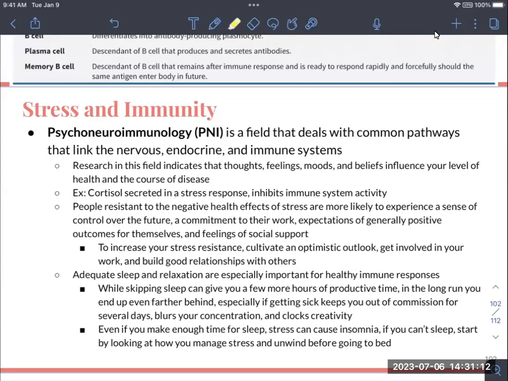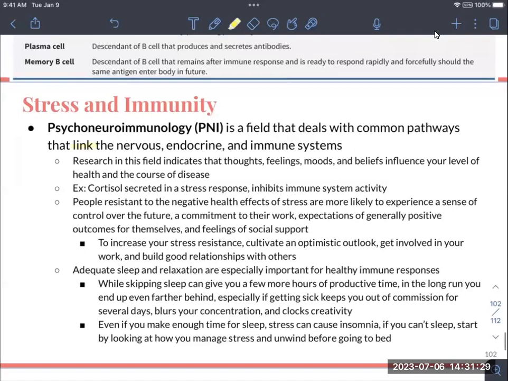Stress. Stress and your immune system. They tend to work together. Psychoneuroimmunology is a field of study that looks at that link between the nervous system, the endocrine system, and your immune system. So they're going to look at your thoughts, your feelings, your mood, how you feel, like happy, sad, even your beliefs. Things that you believe in can influence your health and how your body fights diseases.